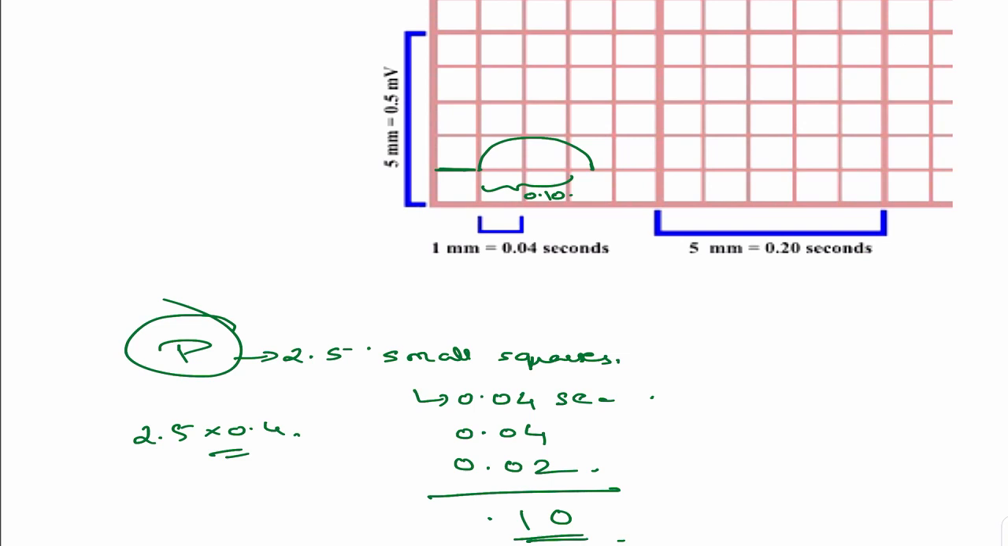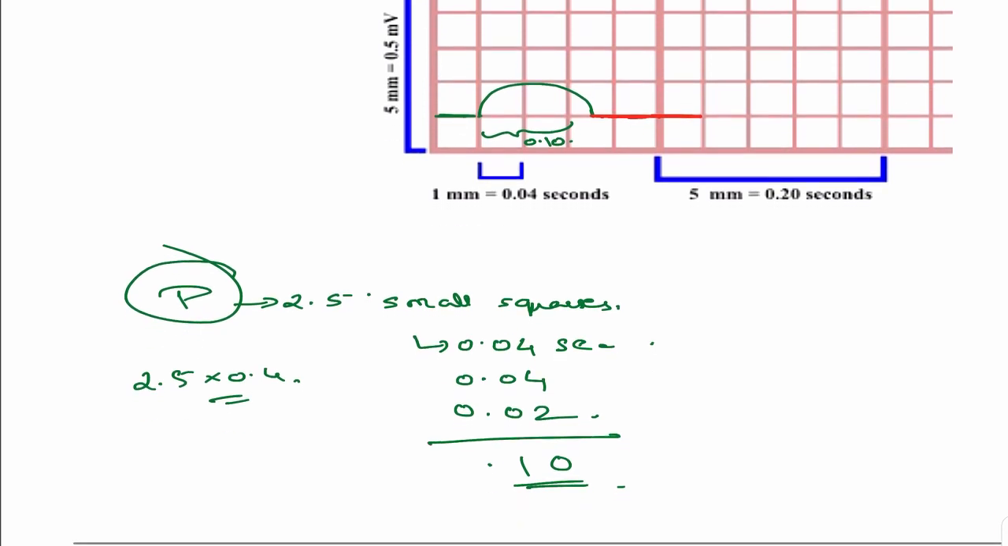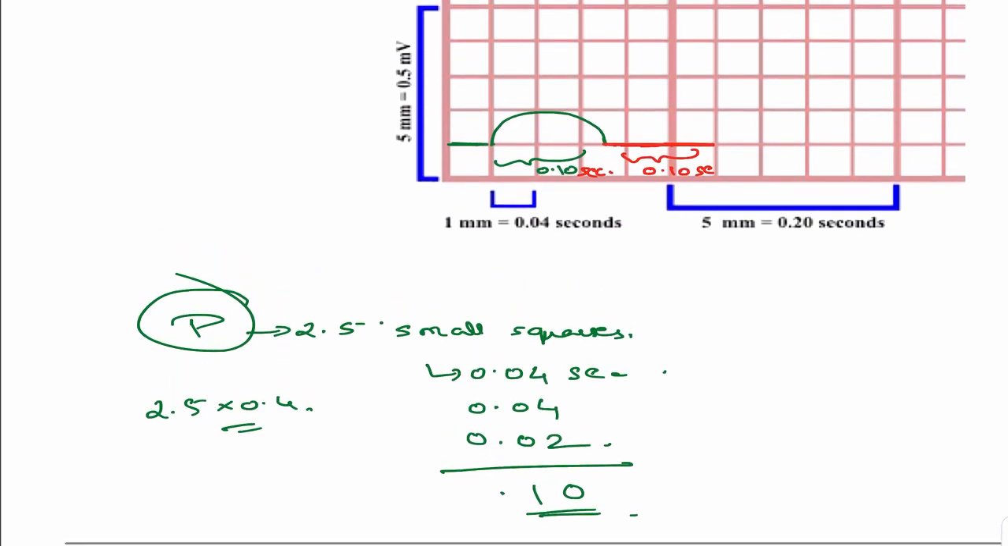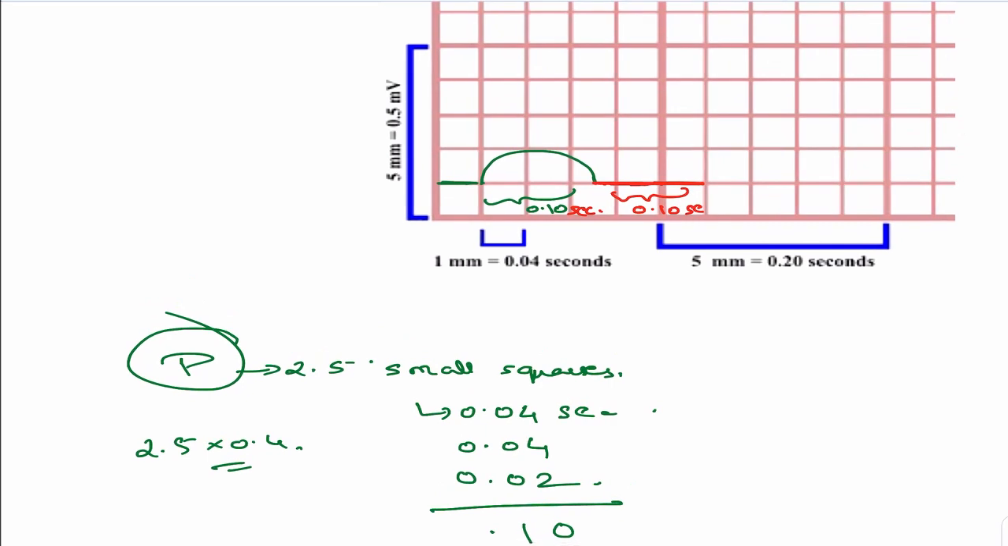Now what about the PR segment? After P, we've got the PR or PQ segment, which is again 2.5 squares. Again, very simple to understand. So this will be 0.5 already, then we have 1, 2. So this is the PR segment. The same calculations, so the PR segment is 0.10 seconds.